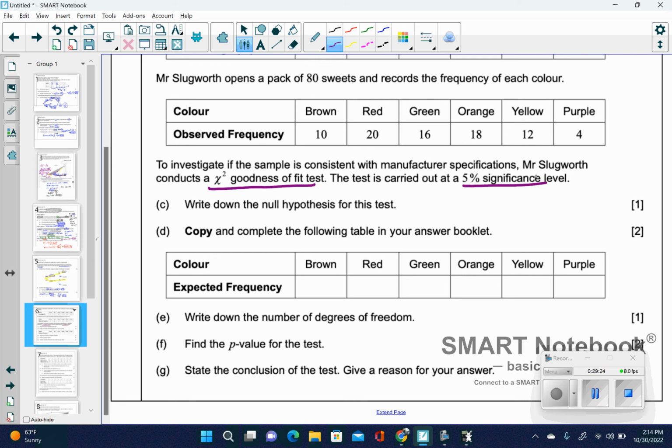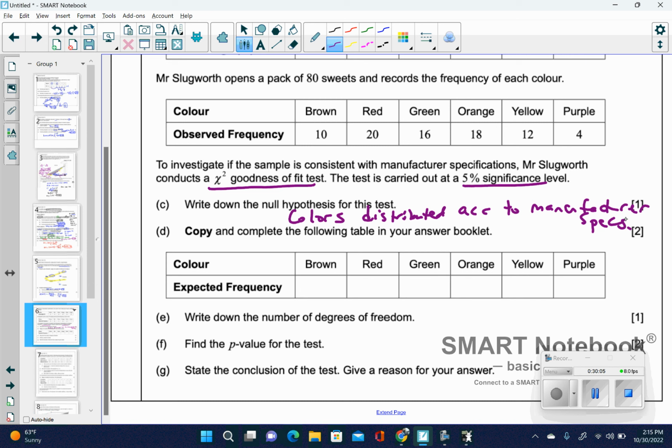So it says write down the null hypothesis. Remember, the null hypothesis is that one variable is not dependent on the other. So basically what we're saying here is that the colors are distributed according to what the manufacturer says, because they're independent of each other. So colors are distributed according to manufacturer specs. That is going to be our null hypothesis.